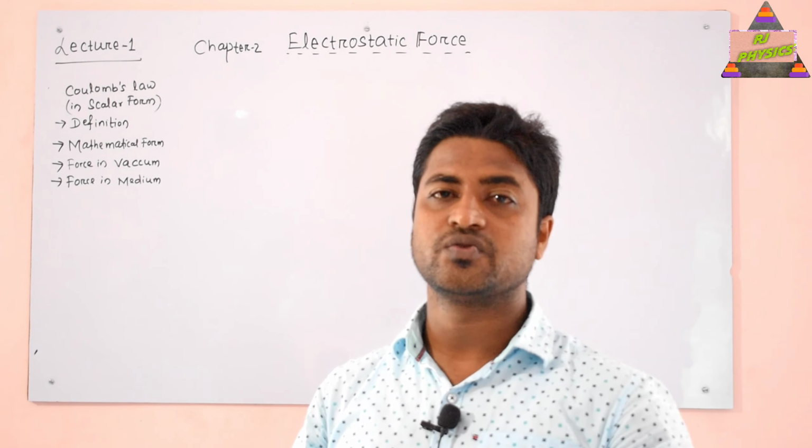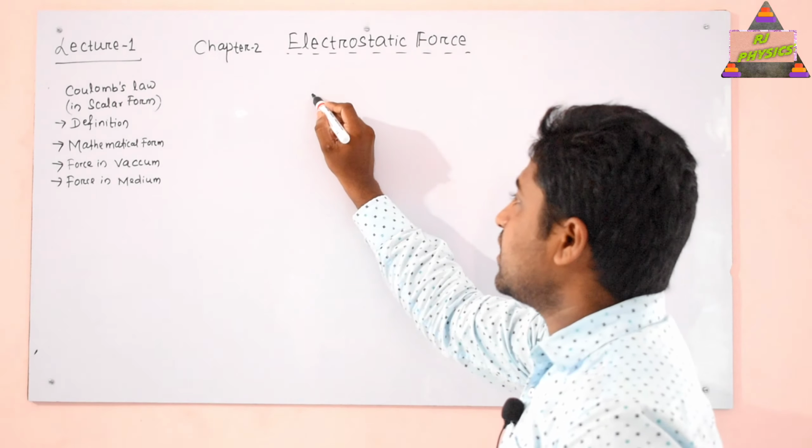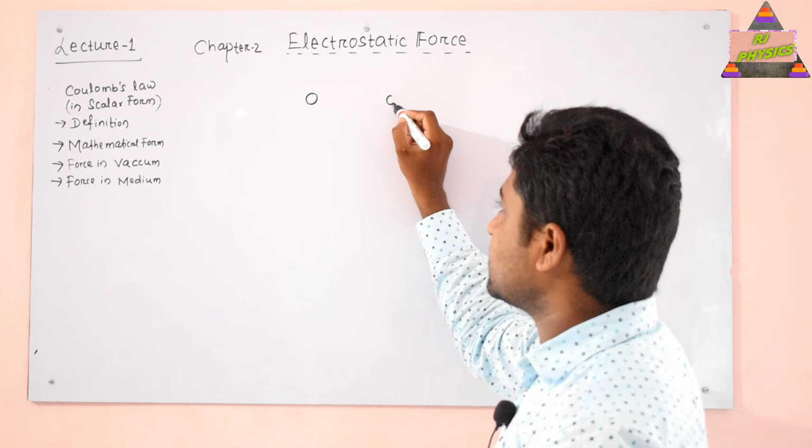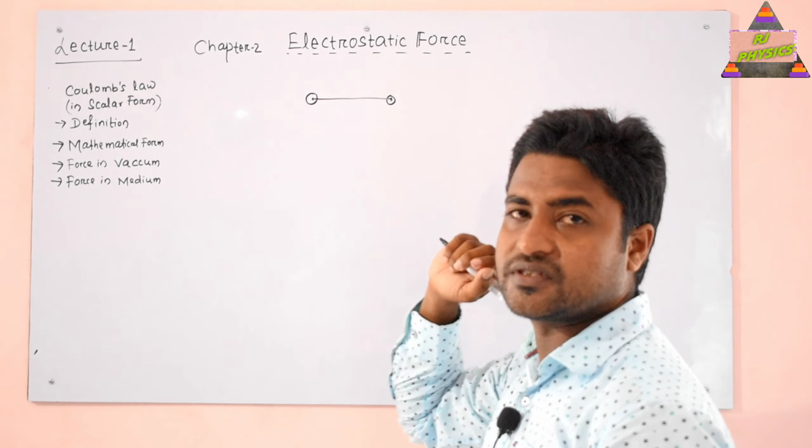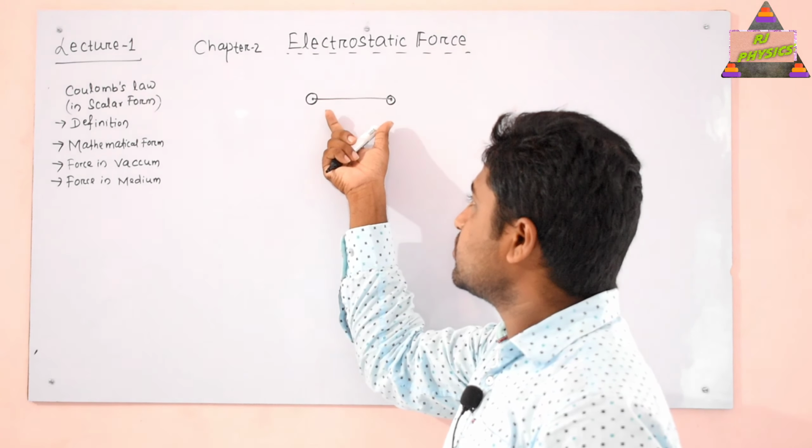If there are two charged particles, then there will be a force acting between these two charges. This law is called Coulomb's law. Coulomb's law simply describes the magnitude and direction of force acting between two charged particles. So first of all, what is Coulomb's law? Experimentally, Coulomb found that the force of attraction or repulsion between two charged particles depends on the magnitude of the charges present on them, the distance between the two charges, and the nature of the medium present between the two charges.